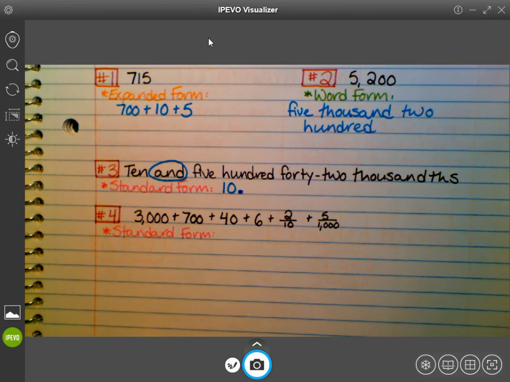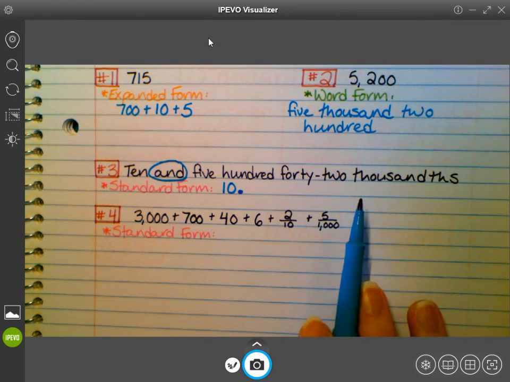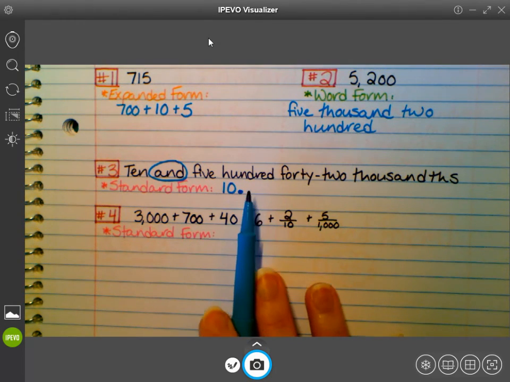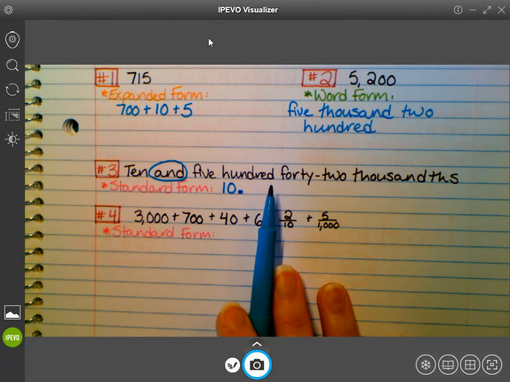So you may have looked at this and thought, oh geez, Missy, I don't know how to write this. I want to tell you a little trick, 5th grade. When you are reading a number out loud or seeing it in word form, you're paying attention to what it ends with. Does it end with the word tenths? Does it end with the word hundredths? Or does it end with the word thousandths? Now this one ends with the word thousandths, right? So that tells me that I should be putting numbers in 3 places to the right of our decimal point.